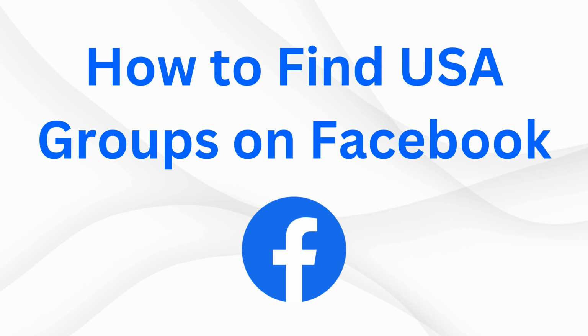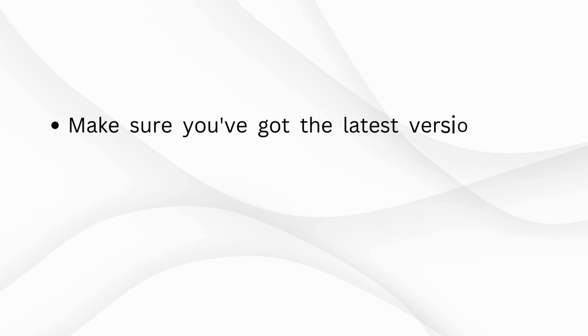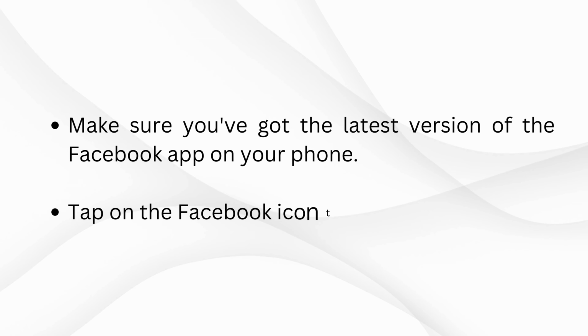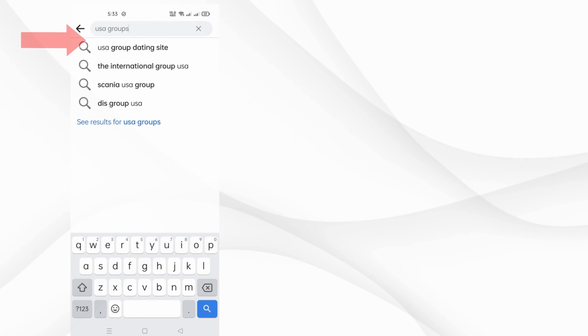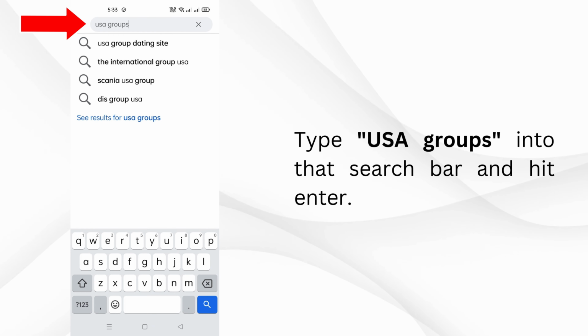How to find USA groups on Facebook. Make sure you've got the latest version of the Facebook app on your phone. Tap on the Facebook icon to open the app. You'll see a search bar at the top of the screen where you can type stuff. Type USA groups into that search bar and hit enter.